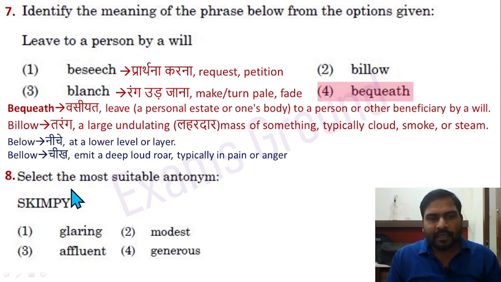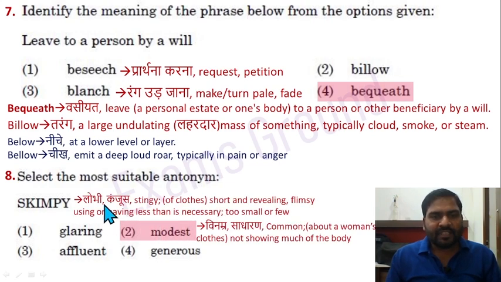Question 8. Select the most suitable antonym for skimpy. So skimpy means lobhy, कंजूस, stingy, or sometimes for clothes, the condition of clothes, short or revealing, flimsy, छोटा, कम. कम के लिए क्या है? skimpy. Less than is necessary. Too small or few.